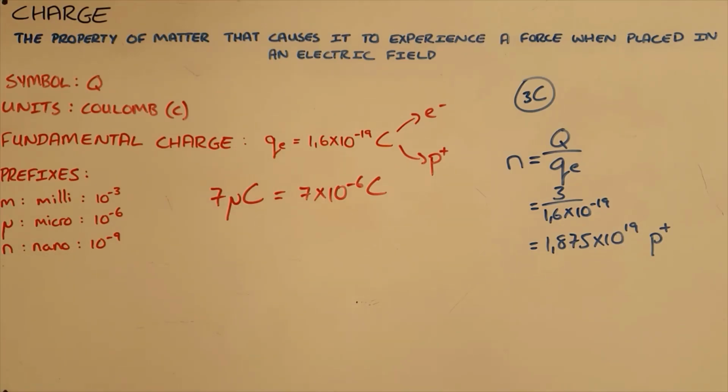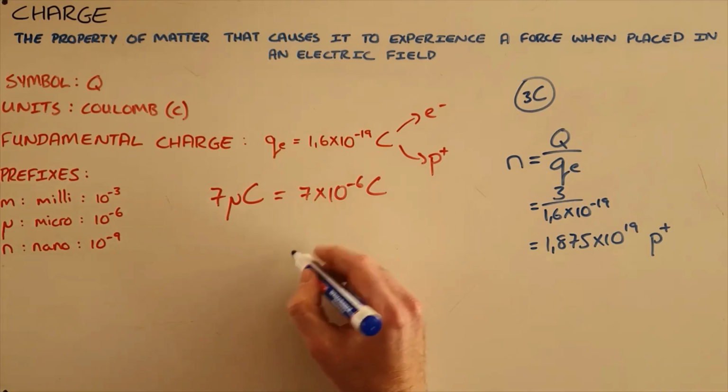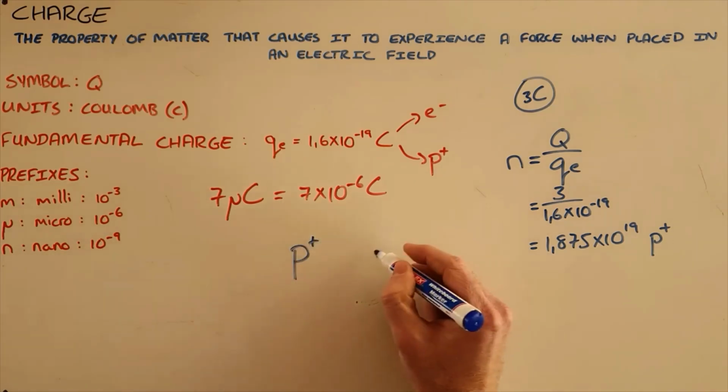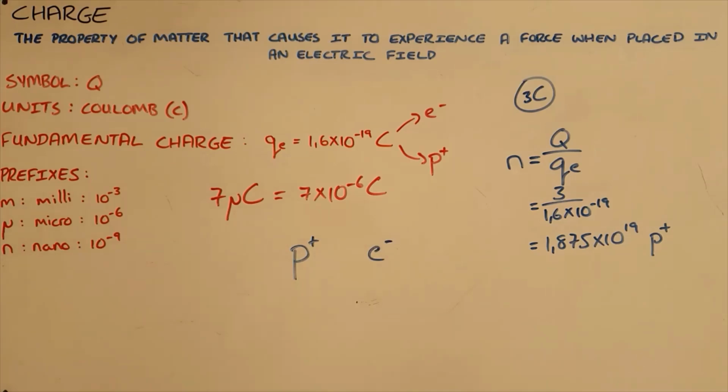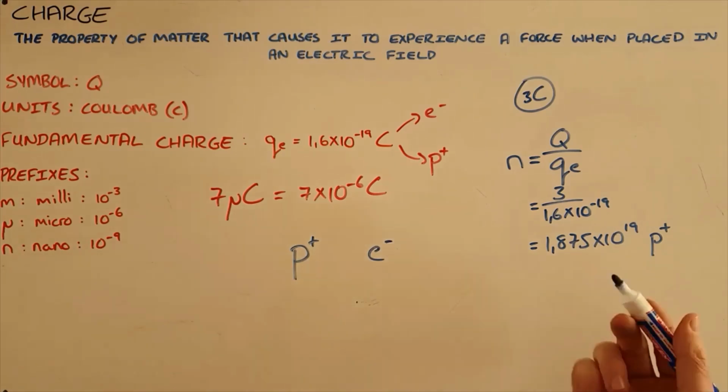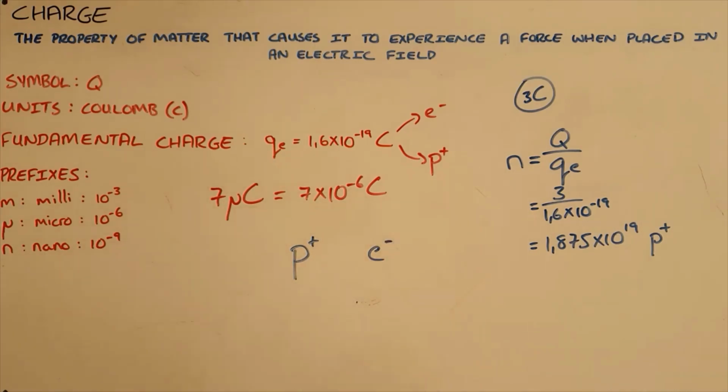Then finally, it's important to note that since charge can only come in the form of protons and electrons, when there is an excess of one or the other, when there is an excess of electrons, an excess of negative charge, we say the object is negatively charged. When there is an excess of protons, we say the object is positively charged.